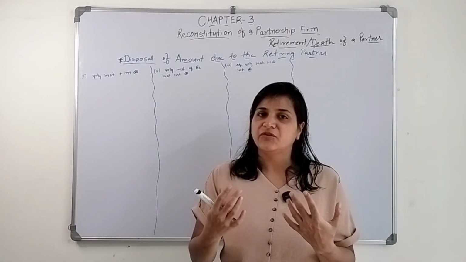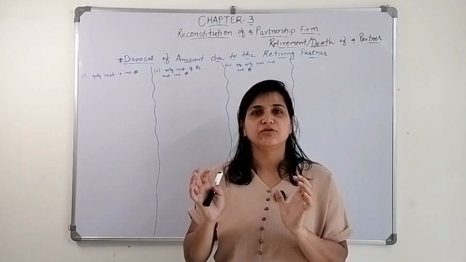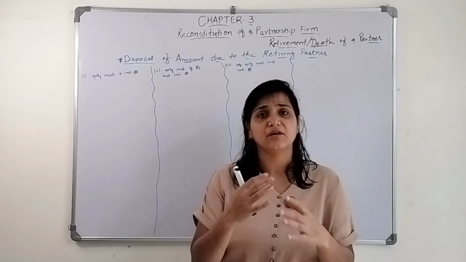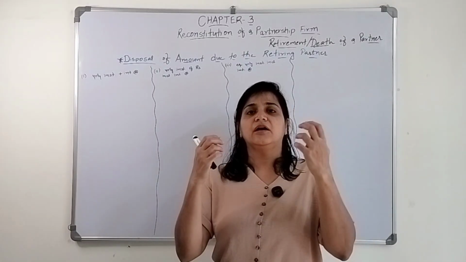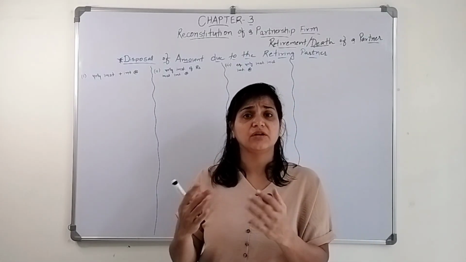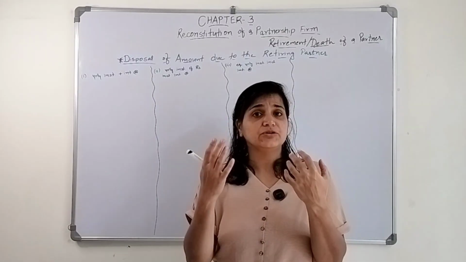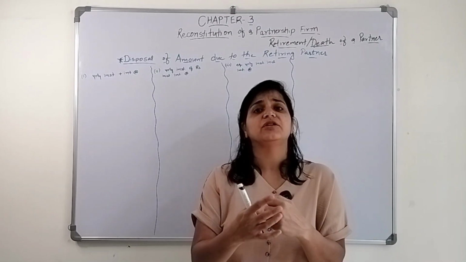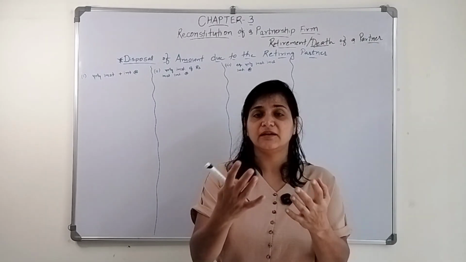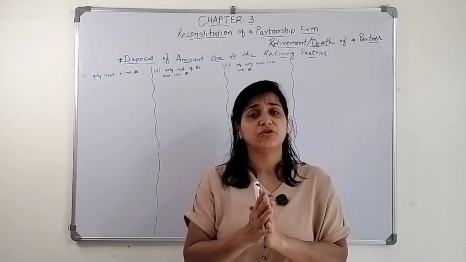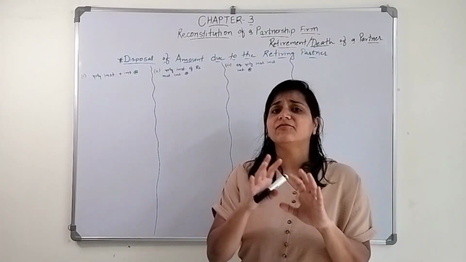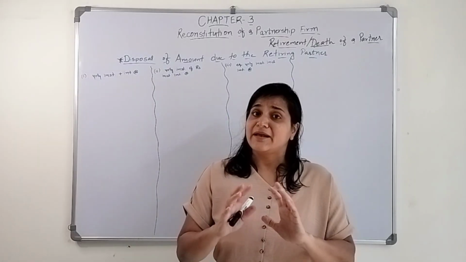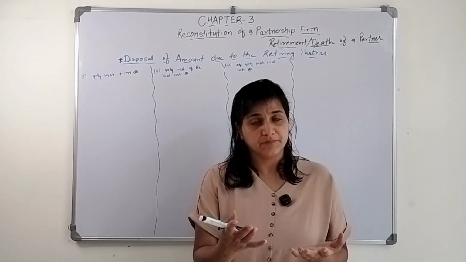Today we are going to discuss the disposal of the amount due to the retiring partner. We have already studied what is included when we calculate the whole amount due to the retiring partner: his capital amount, interest on capital, the drawings amount we deduct, interest on drawings we deduct, then we add the premium on goodwill that we pay, the effects of revaluation gain or loss, or any accumulated profit or loss. All these adjustments we make, and we get to know how much we need to pay to the retiring partner. But now the question is how we will pay.